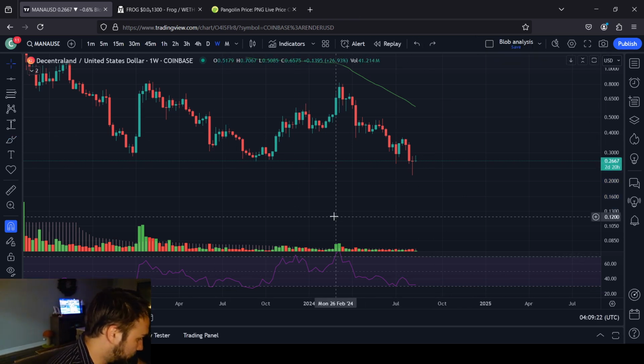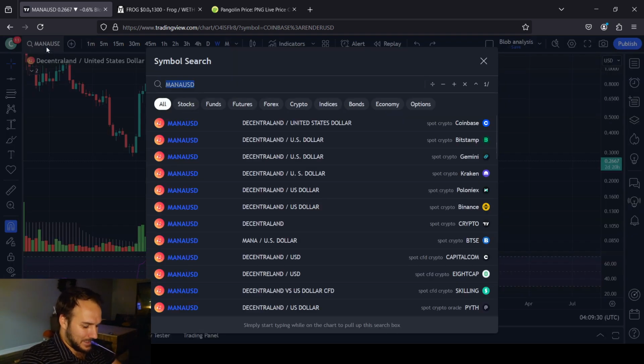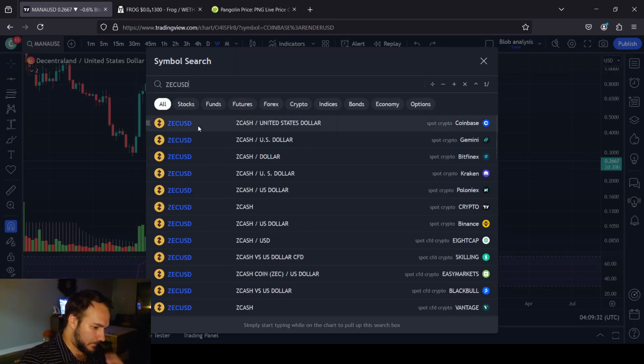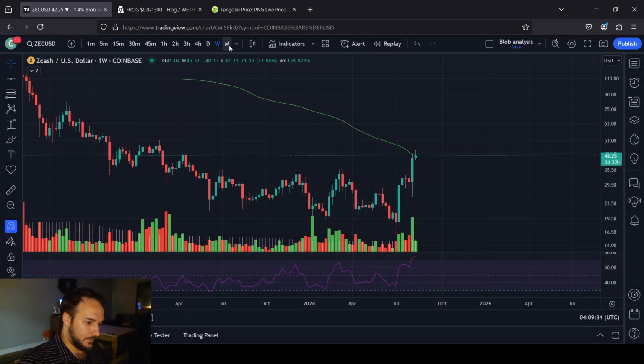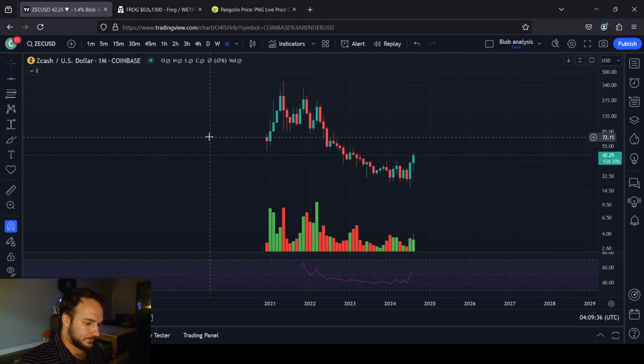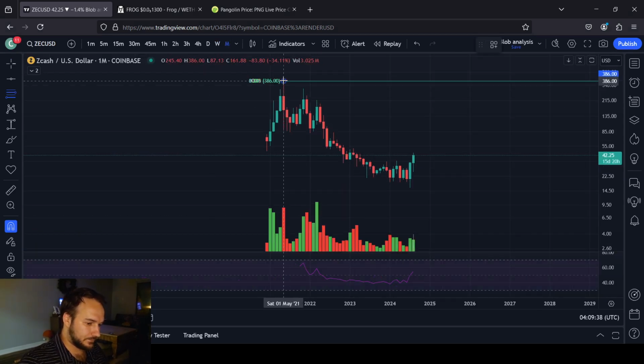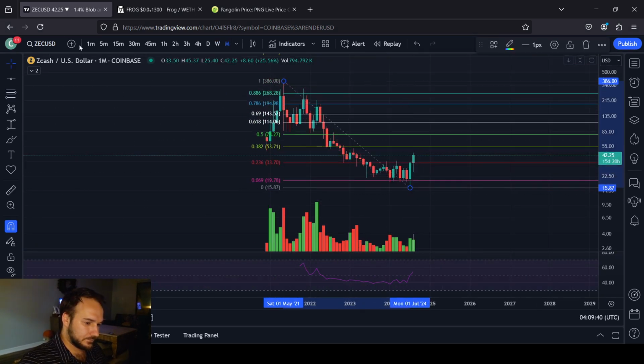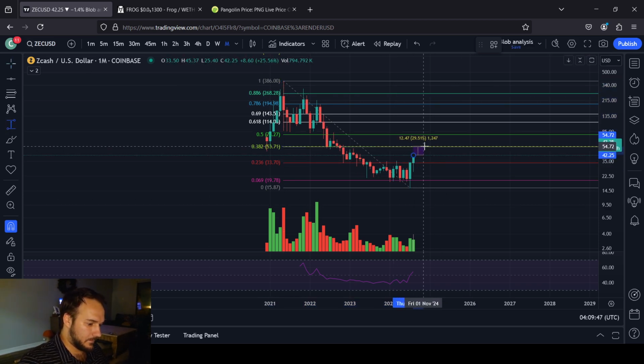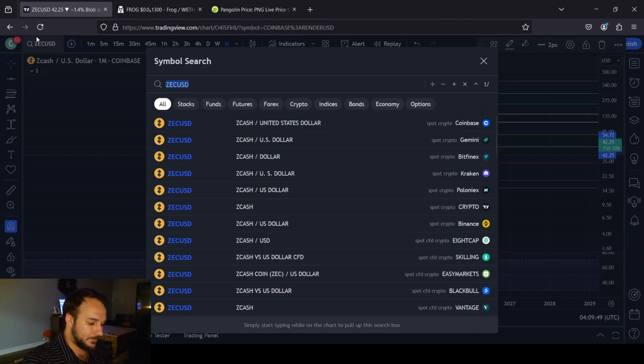Absolutely, the one that got me the most excited tonight was Helium HNT. Though I got to say, Zcash looks pretty damn exciting too. Let's compare them. And is that the right high? I think that's the right high. I mean, it's not too much higher.